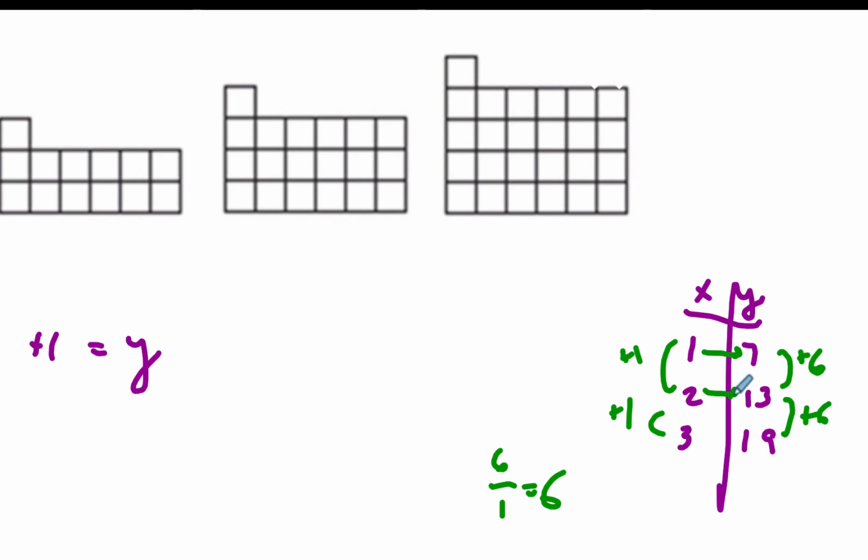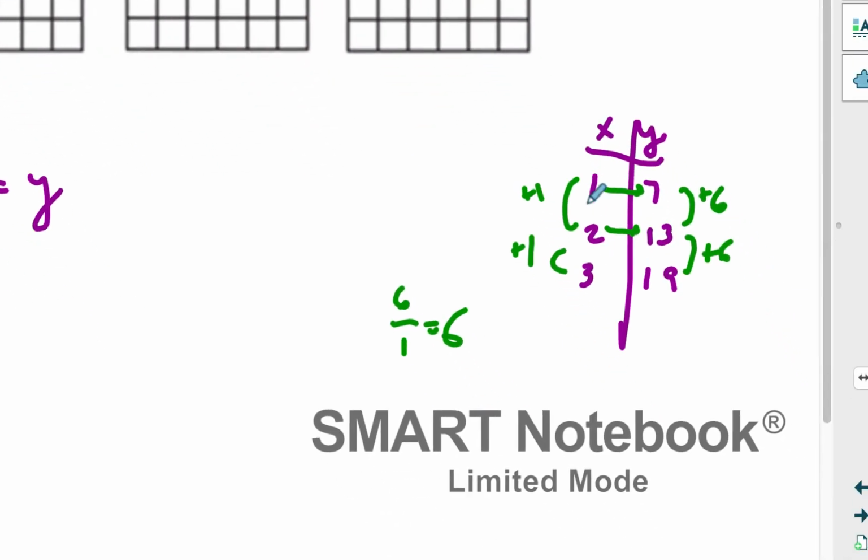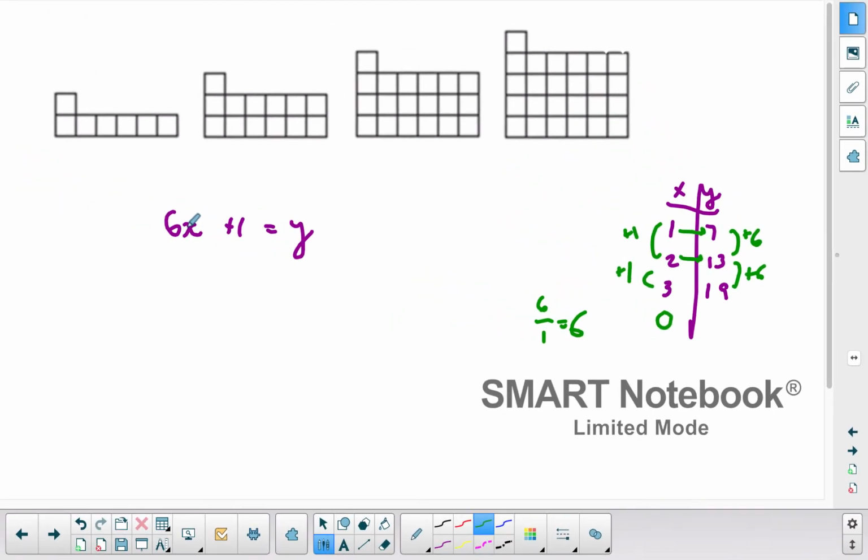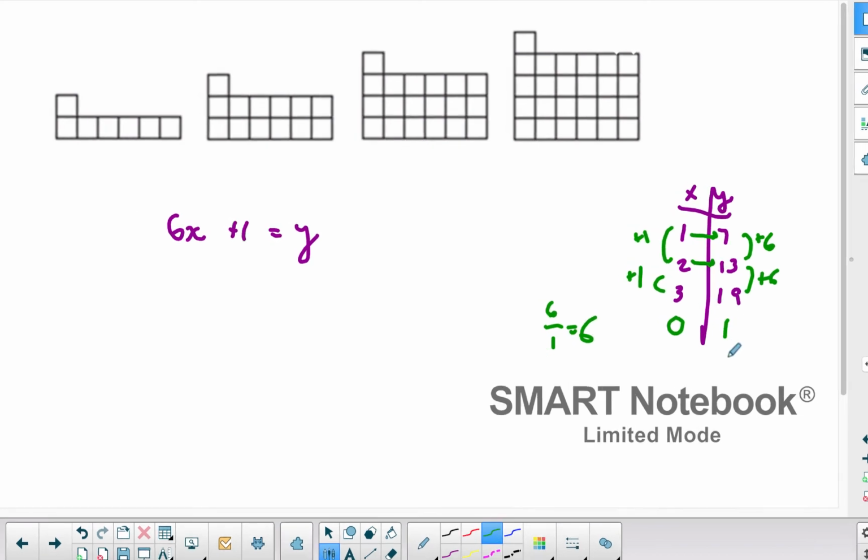If you wanted to start back at step 0, let's say we were trying to find, hey, what's going to happen when x equals 0? Just plug in this equation. If you do 6 times 0, you get 0, add 1, and you actually would have 1 block back in step 0.